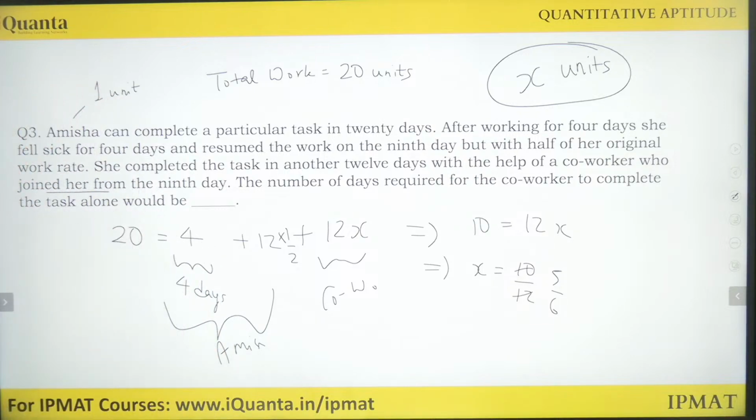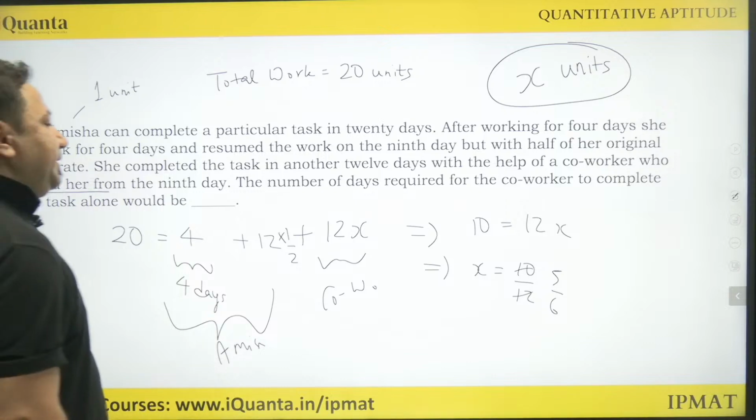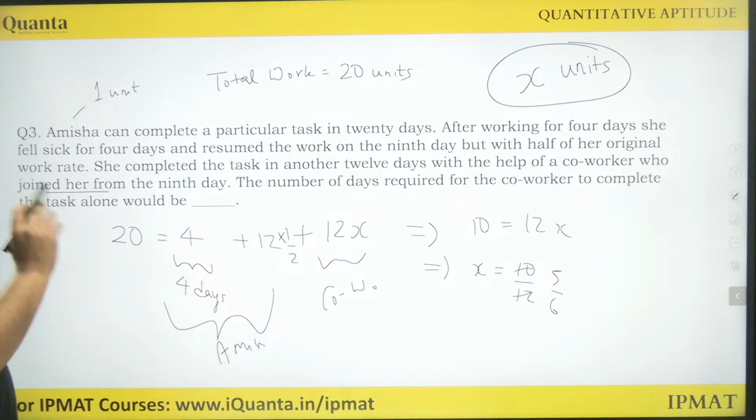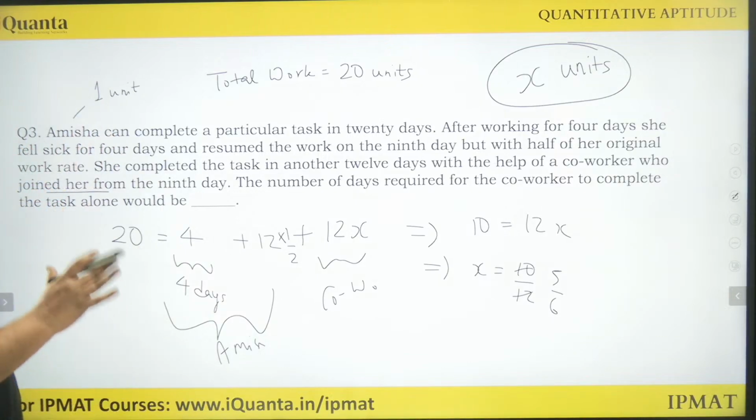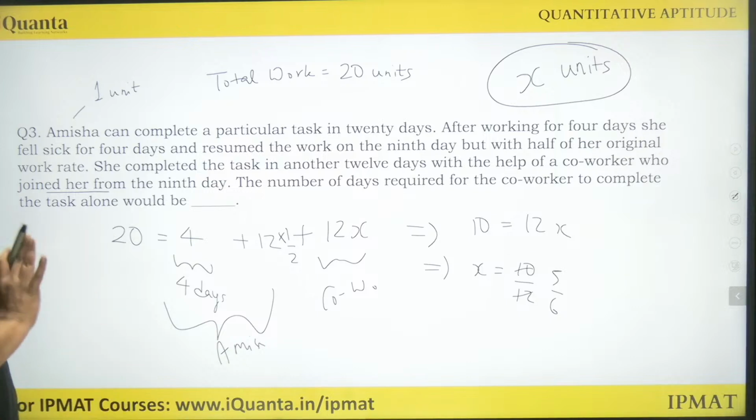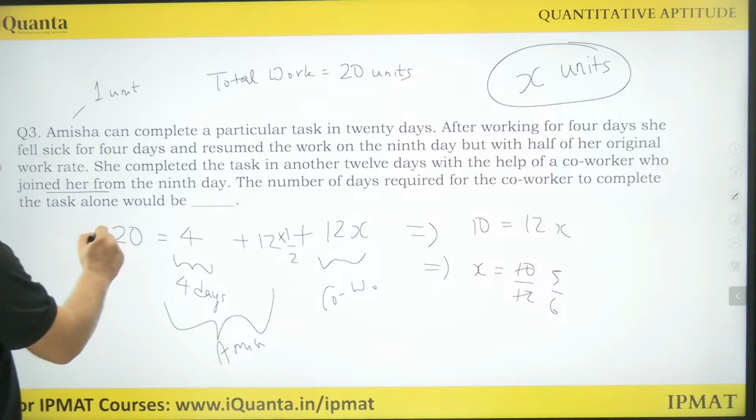All right. Perfect. Now, we have to calculate in how many days the co-worker alone would complete the task. How much task do we have? We have 20 units of task.